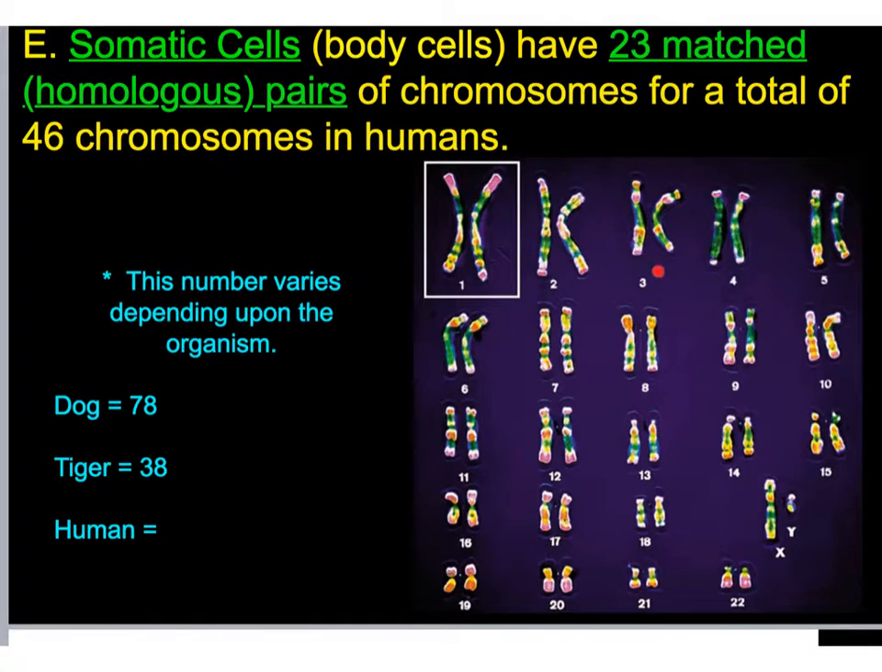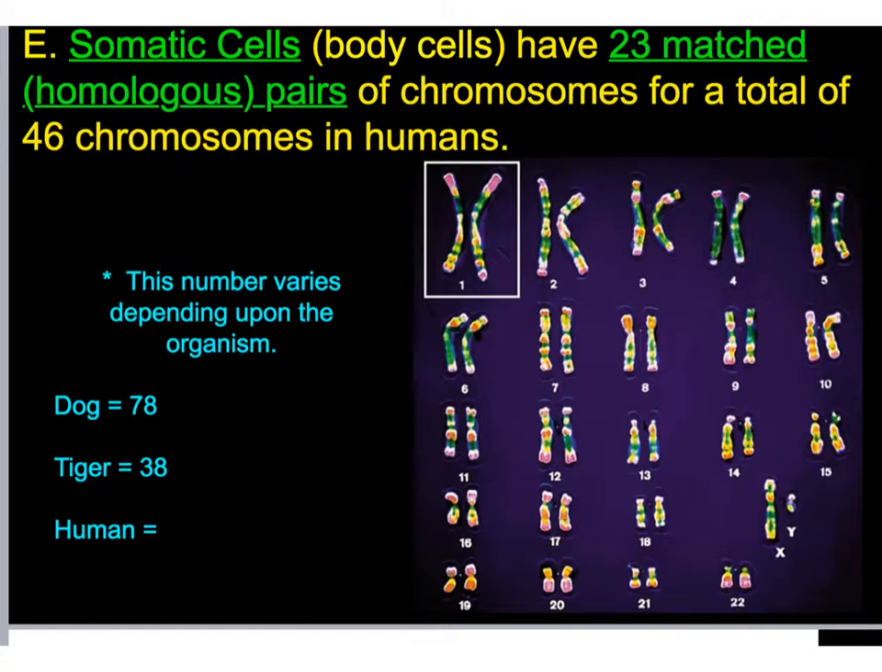You've got pairs 1, 2, 3, 4, 5, all the way to pair 22, and the 23rd one would have a number because it's a special one that determines our gender, and so that's our 23rd pair. So we have 23 pairs, and each of those pairs has 2 chromosomes. So in human beings, we have 46 total chromosomes, 2 times 23 gives us 46. There are 46 individual chromosomes in what's called a homologous pair, 23 homologous pairs.